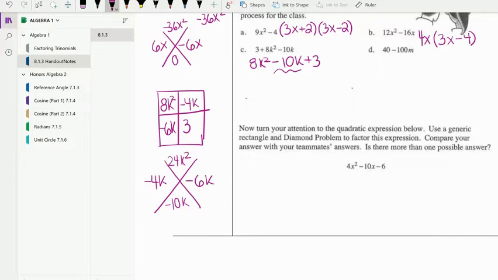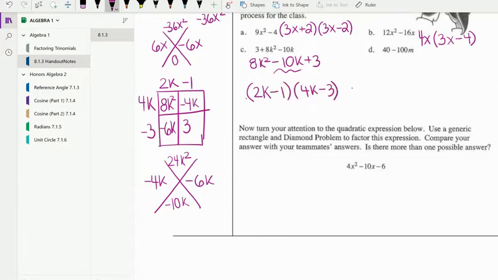All right, so the GCF of 8k squared and negative 6k would be 2k. And then 2k times 4k is 8k squared. 4k times negative 1 would be negative 4k. And 2k times negative 3 would be negative 6k. And then we can check it by saying negative 1 times negative 3 is 3. So our factors for that particular problem are not 2x, it's going to be 2k minus 1 and 4k minus 3.